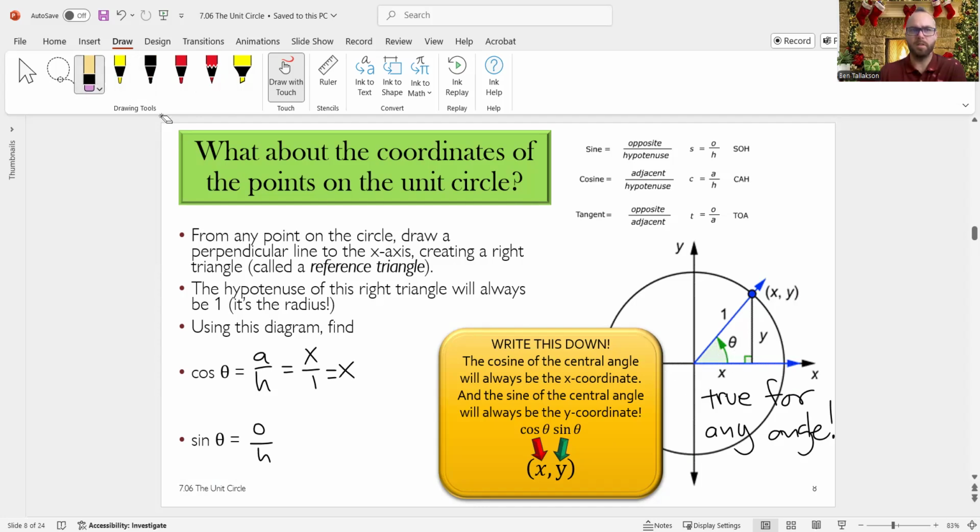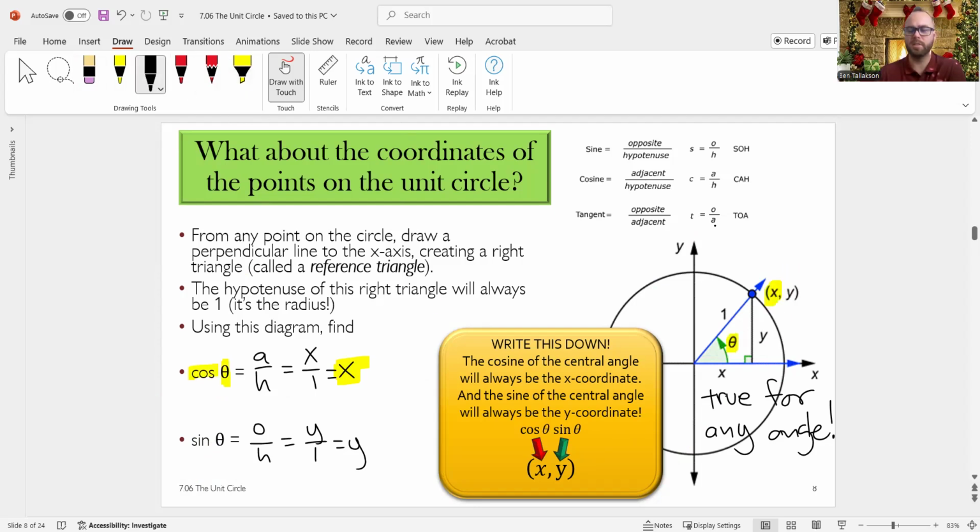And sine is opposite the angle we care about, right? Y over hypotenuse 1, so y. Do you realize what you just figured out? Here's what it is. The cosine of any angle is equal to the x value of the point. Right there. The cosine of this angle is the same as that value.